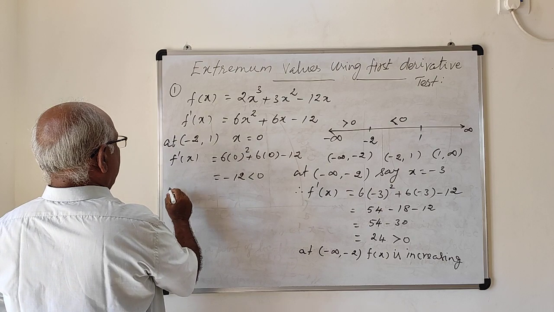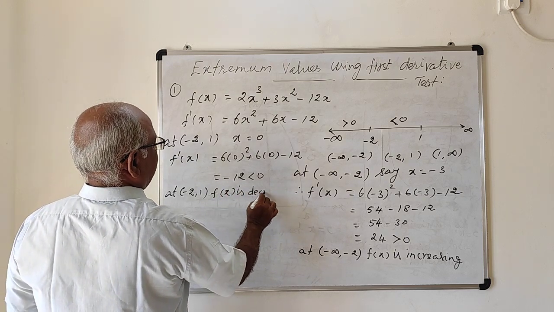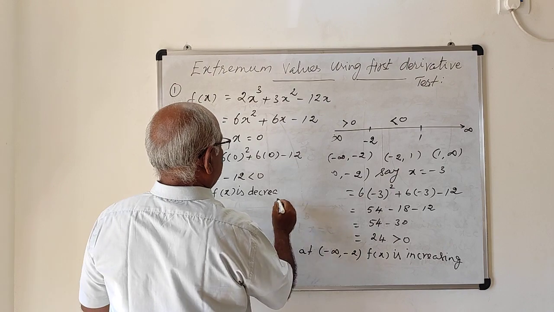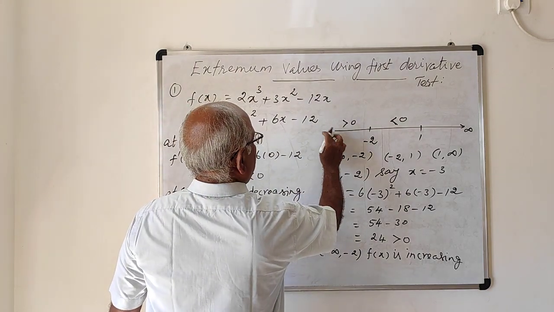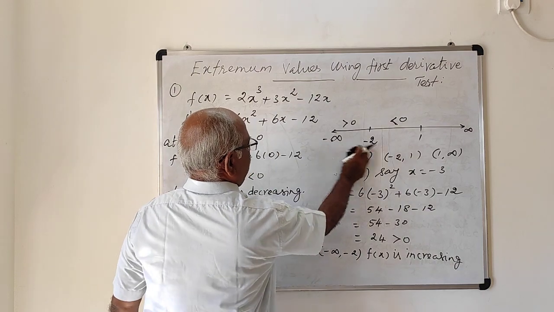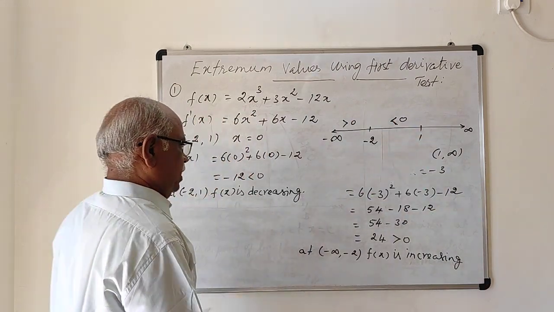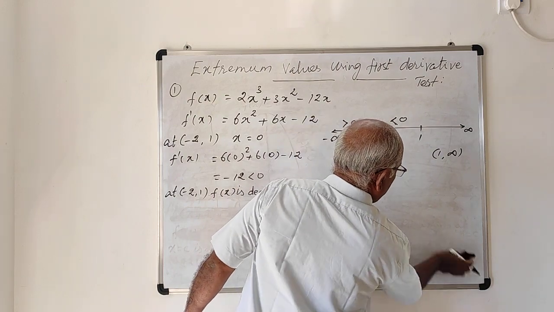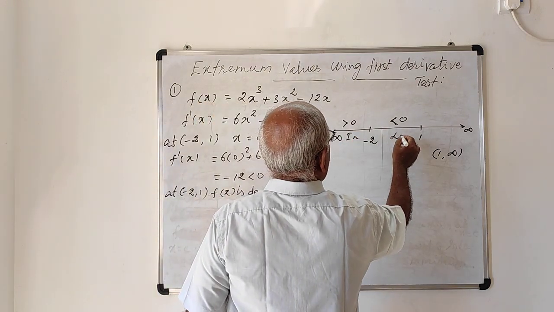Therefore f of x in the interval minus 2 to 1 is decreasing. Next, the interval 1 comma infinity. We have found two intervals. In the first interval, it is increasing. In the next interval, minus 2 comma 1, f of x is decreasing. Finally, at the interval 1 comma infinity, here the function is increasing, and here the function is decreasing.